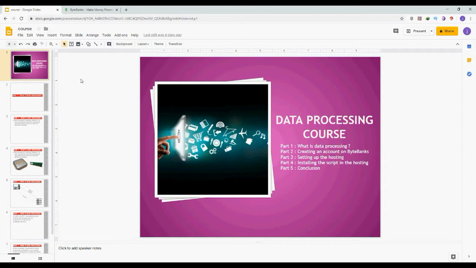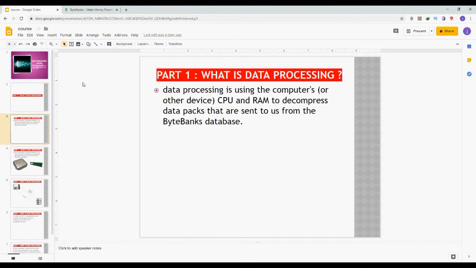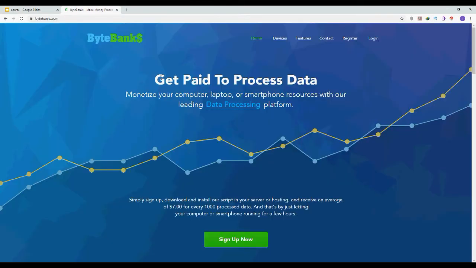Since I have talked about it before, you should at least have a slight idea about it. But if you still don't know anything about it, don't worry, as I will explain it in a simpler and clearer way. In the shortest way possible, data processing in our case uses our computers or other devices, CPU and RAM, to decompress data packs that are sent to us from the ByteBanks database. The ByteBanks database is loaded with hundreds of millions of compressed data packs, and they want your help to decompress them and turn them into valid information. And the good thing is that help comes for a price. You lend them your device's CPU and RAM and electricity for a couple of hours, and in return, get paid for it.